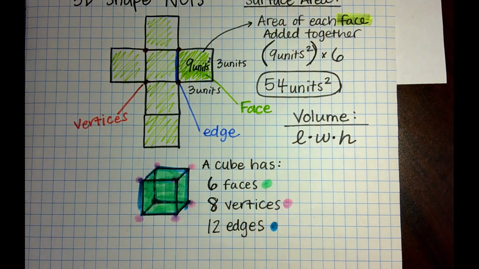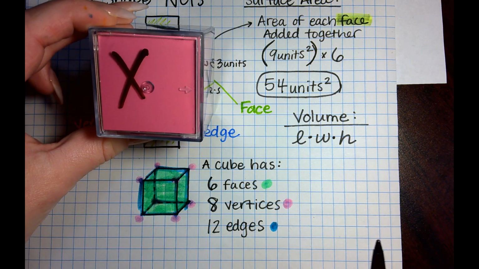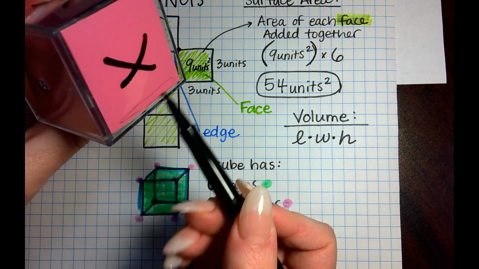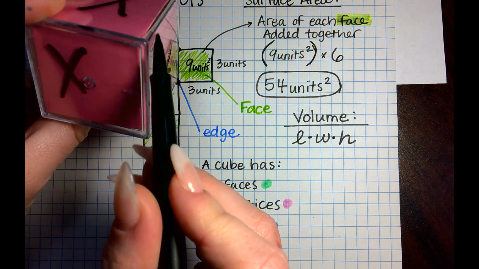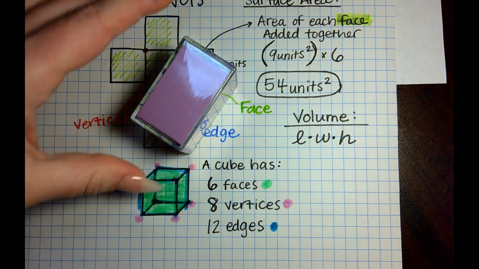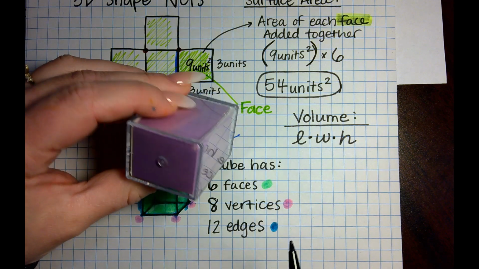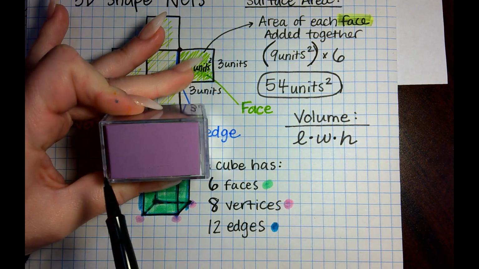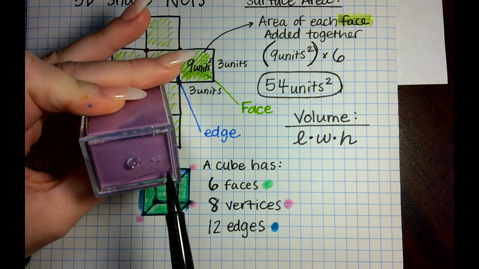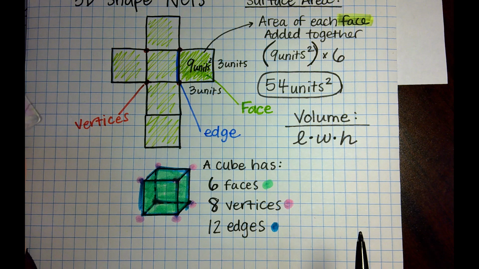So for a cube, my length would be 3, my width would also be 3, and my height would be 3. If I were doing a shape like a rectangular prism, I might have different measurements. Maybe my length is 10 and my width is 7 and my height is 3. It just depends on the shape you make and all of that good stuff.